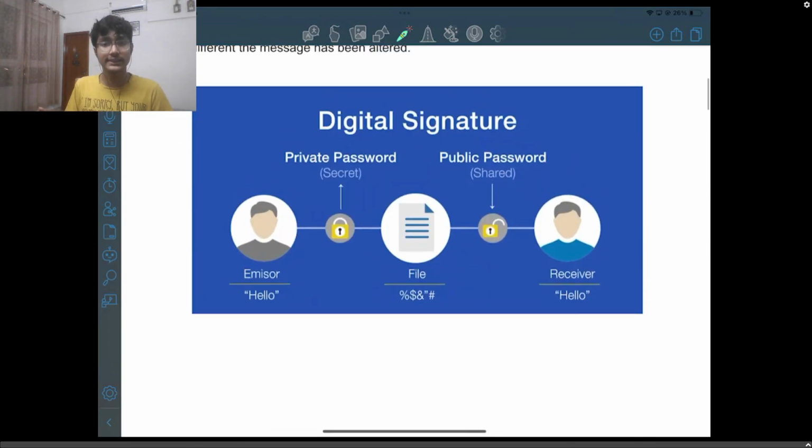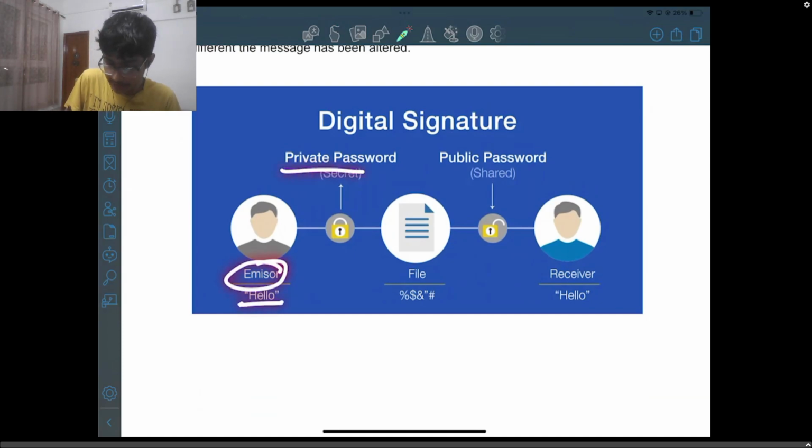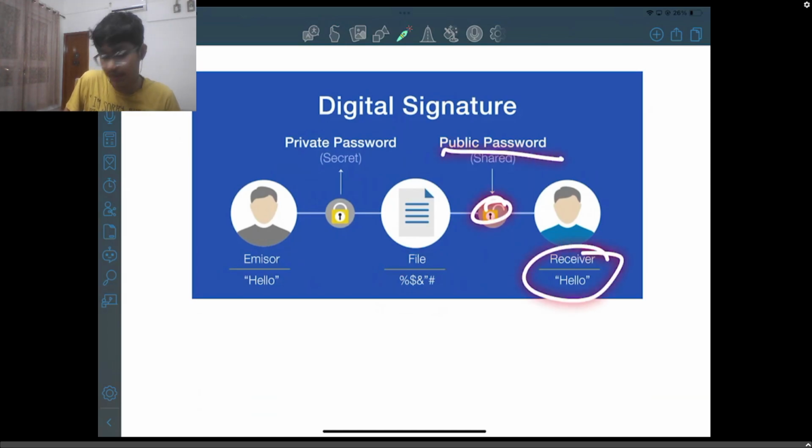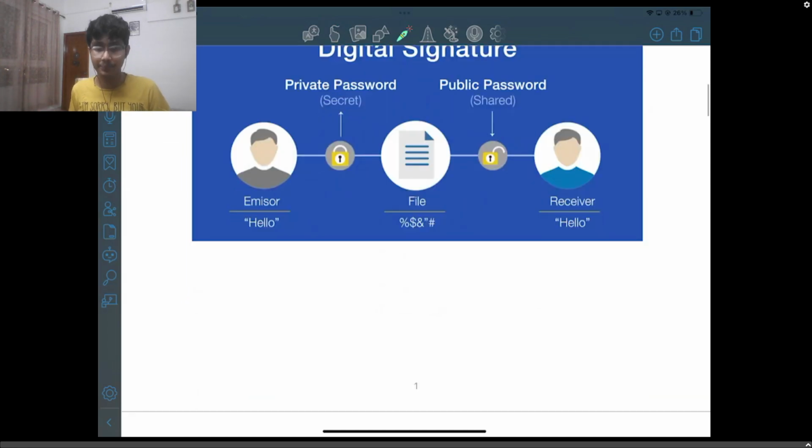So if you look at this image, I am person A, I'm sending hello. I'm using my private key and I'm producing a file which is encrypted and sent along with a digital signature. It is then unlocked with the public key, and they're compared, and then you get hello.